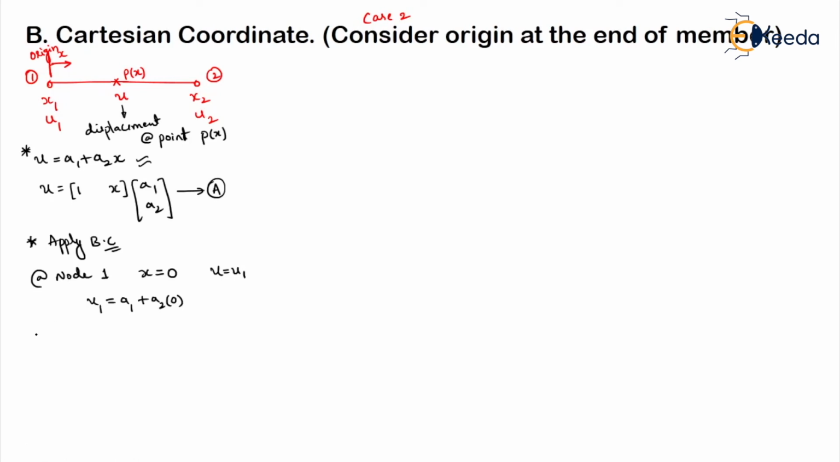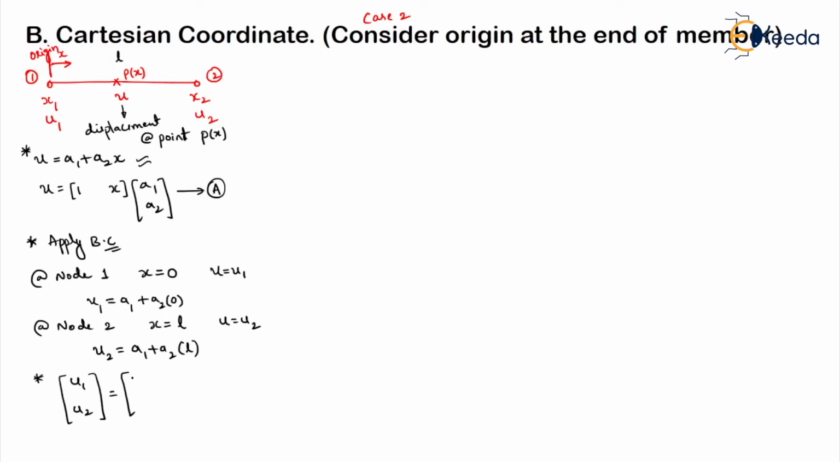Right, now coming to node 2. What is the value of x at node 2? Suppose this is the length of the beam L. So at node 2, the x value will be equal to L and u will be equal to u2. So what will happen to this? u2 is equal to a1 plus a2 into L. Now if you write it in matrix form, how will you write it? So this will be u1, this will be u2.